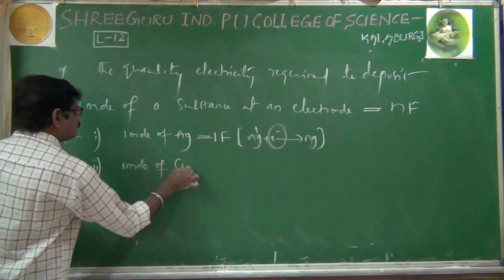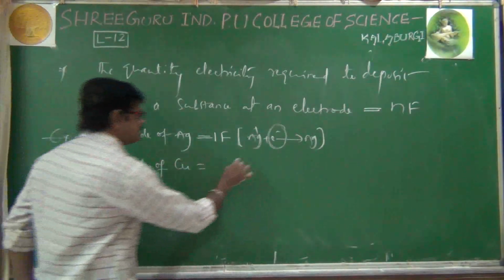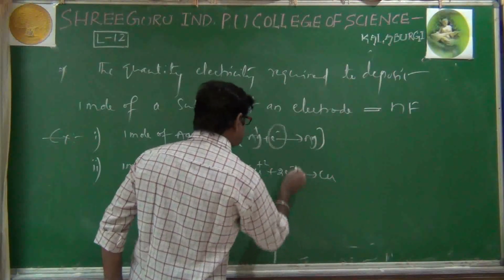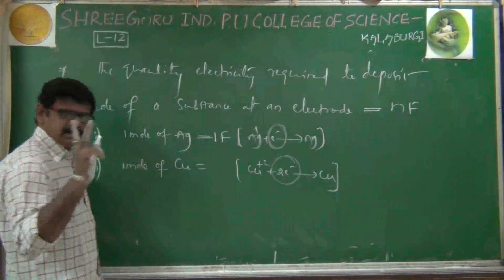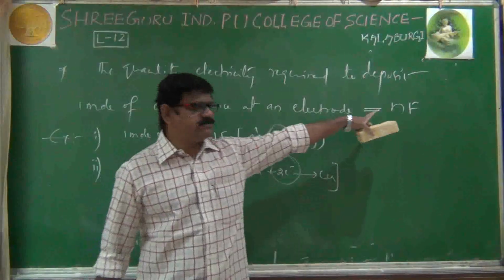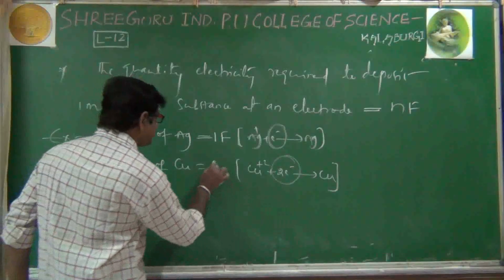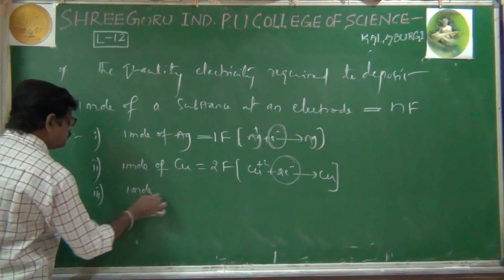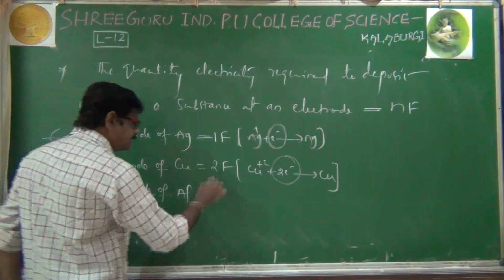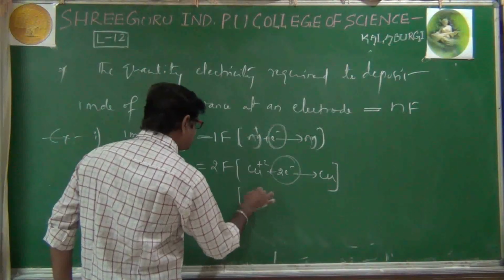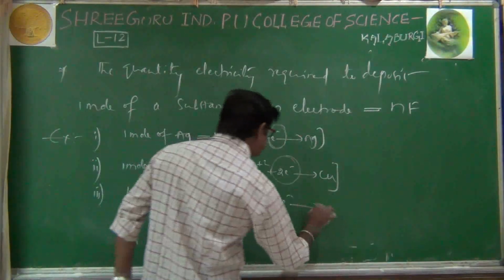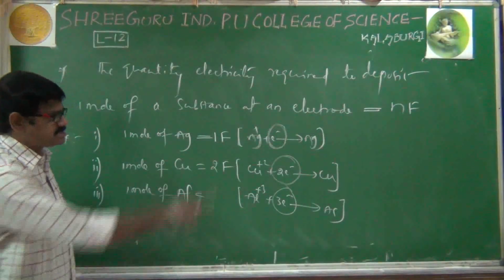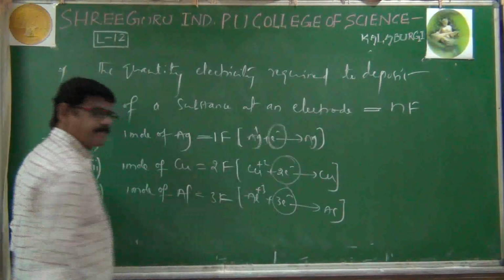Second, another example. For the purpose of depositing 1 mole of copper, see here, Cu plus 2 by taking 2 moles of electrons is converted to Cu. Here how many moles of electrons are involved? 2 moles of electrons are involved. Means n value is 2F. Next, another example: 1 mole of aluminium, Al plus 3 by taking electrons is converted to Al. In this case, how many moles of electrons are involved? 3 moles of electrons, so n value is 3, which is nothing but 3F.